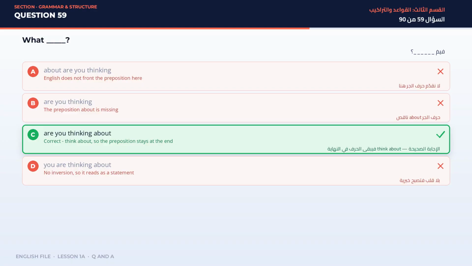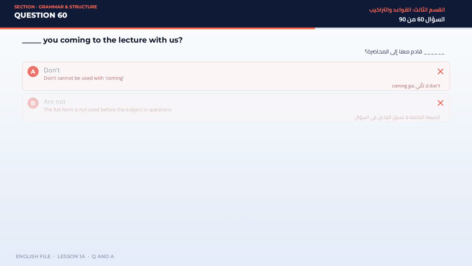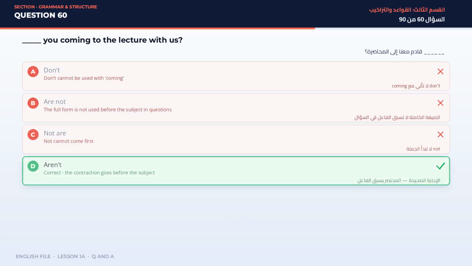Question 60. Aren't. The contraction goes before the subject. Not A, don't cannot be used with coming. B, the full form is not used before the subject in questions. C, not cannot come first.